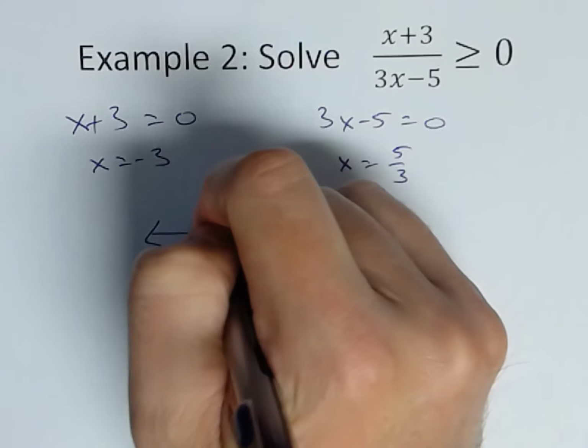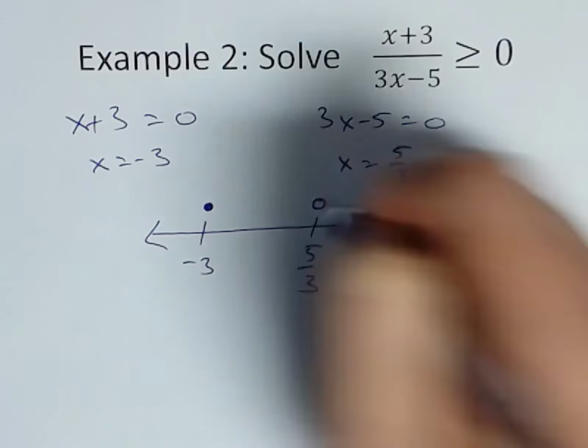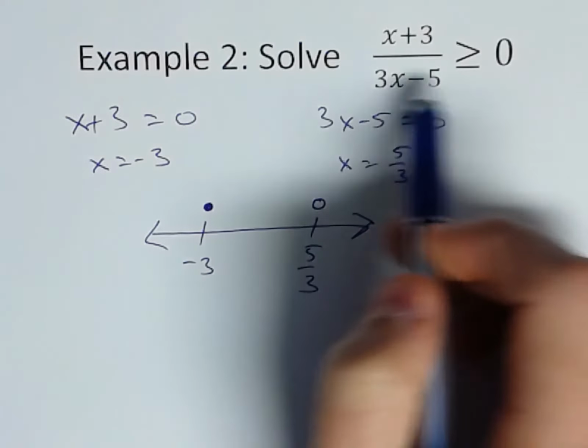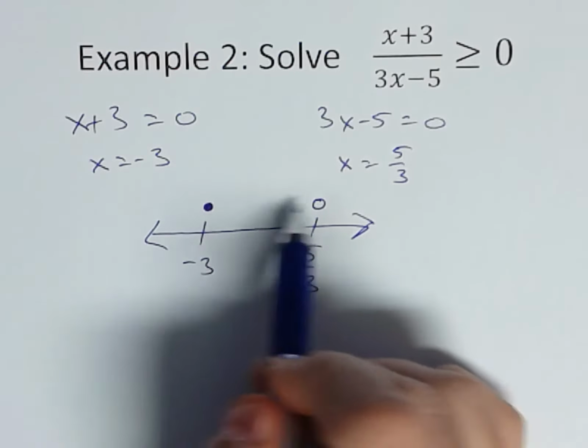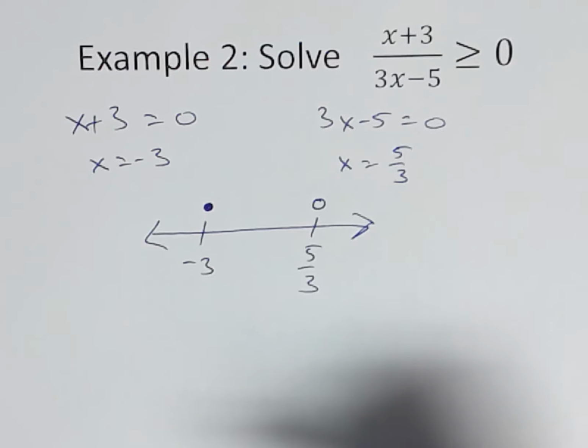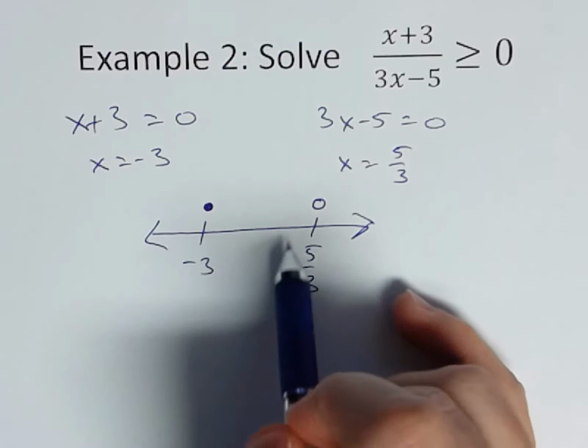So this value here, I'll just do it above. Last video I did it right on the line. I'll do it above. So this one's going to be open because 5/3 would make the denominator 0. So now we need to decide, is it in between or is it outside? Well, how do you tell? Go test a point. I like 0. So 0 is in between here.